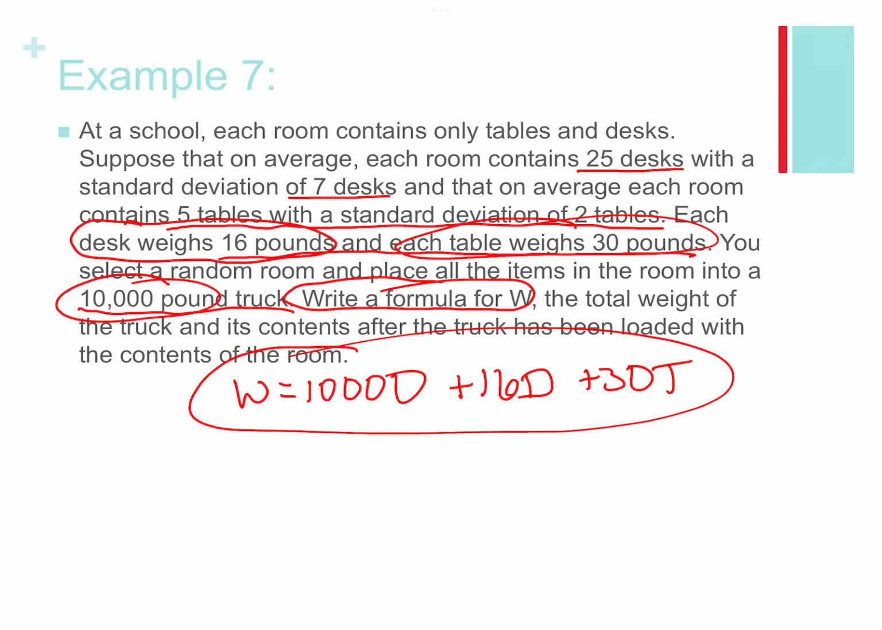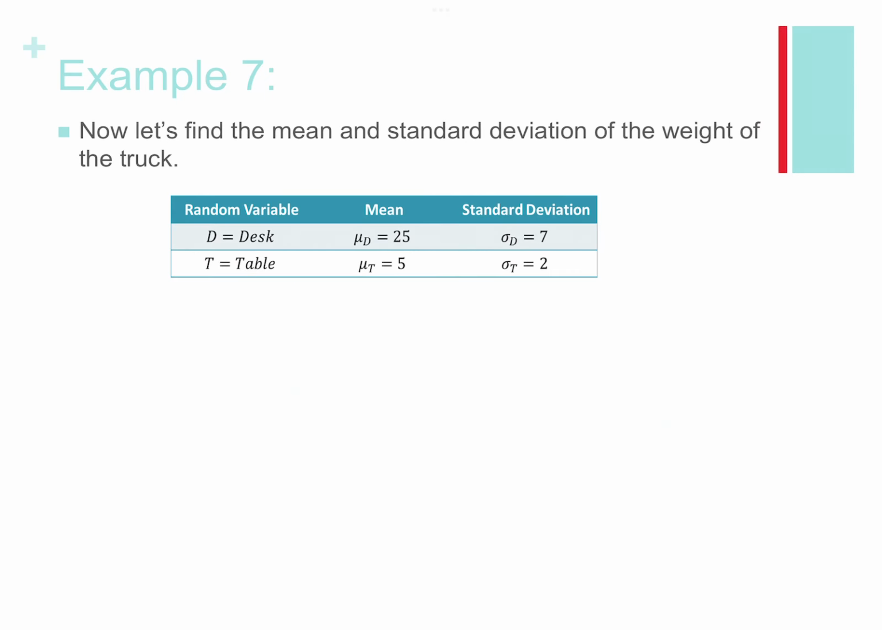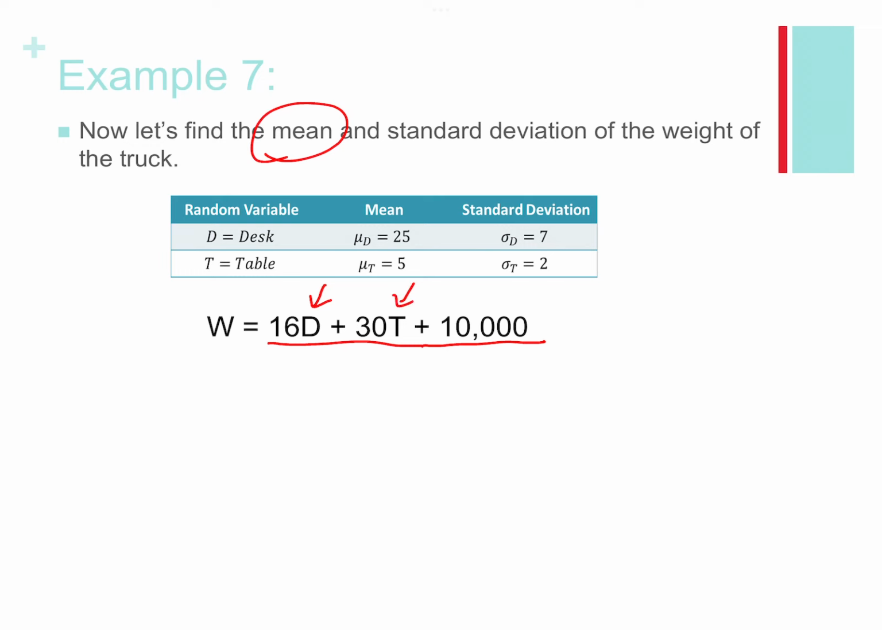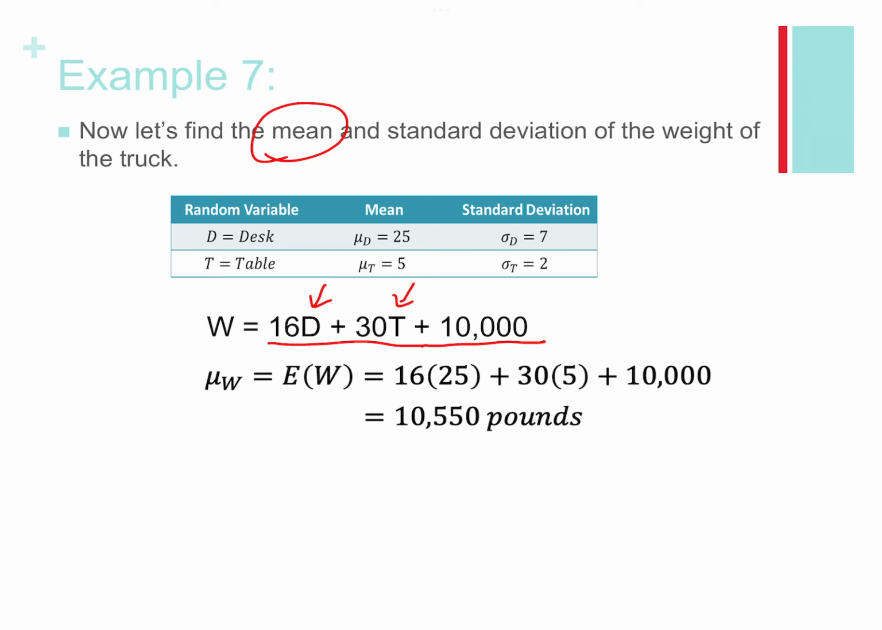Now from that, we are going to get some information. So this is just telling me the mean of desks and tables and the standard deviation. That was all from the problem. This is our formula that we wrote, 16 times our number of desks plus 30 times our tables plus 10,000. Remember, we're adding, it doesn't matter what order anything goes in. So we want to find the mean. So to find the mean, remember it changes with addition. So the 10,000 is important, and it changes with our multiplication. So we just need to plug in our mean for our desk and our mean for our tables. So we would have the expected value 16 times 25 plus 30 times 5 plus 10,000. So we work that out, and I would get 10,550 pounds.